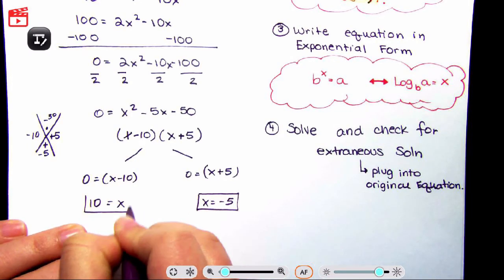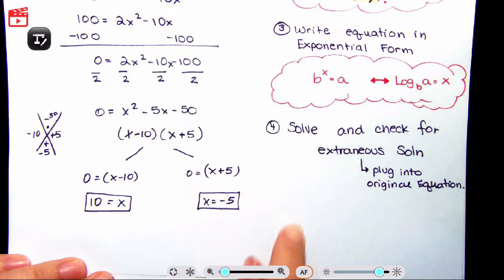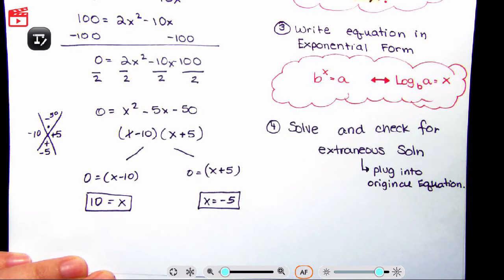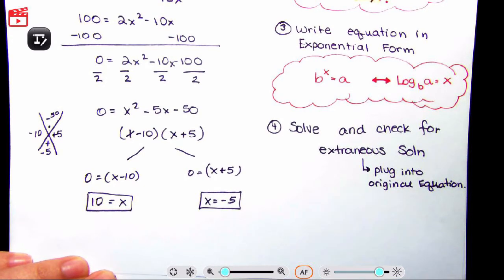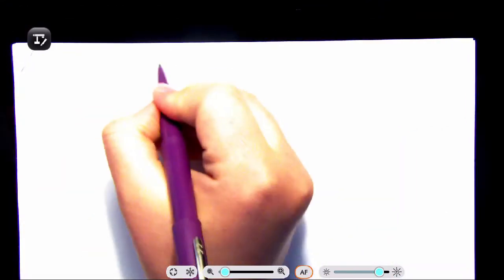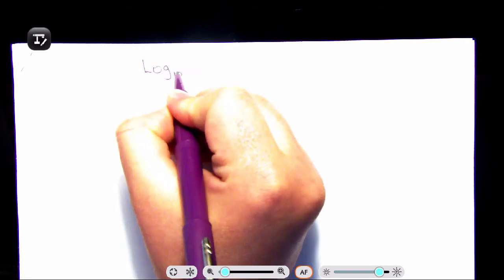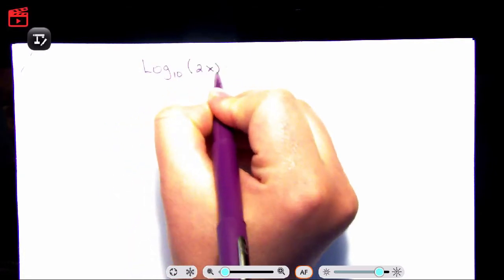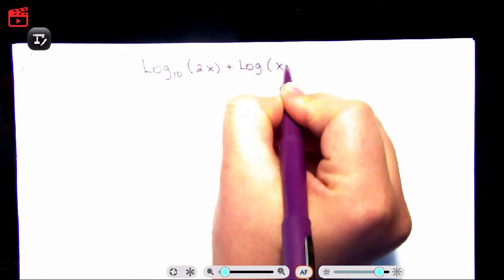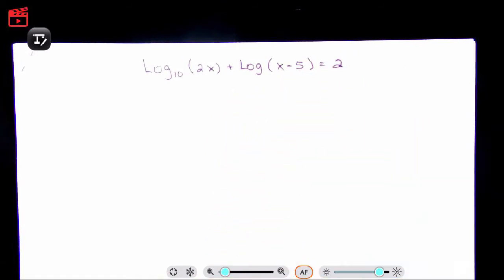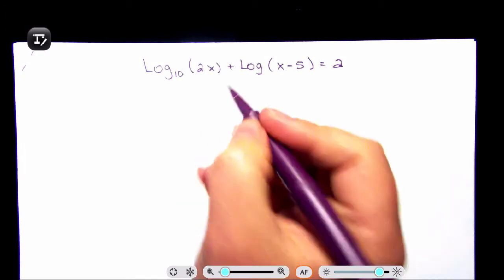Now, there could be one solution, there could be 2 solutions, there could be no solutions. That all depends on if any of our values are extraneous. Again, plug it into the original equation. I'm going to use another sheet of paper as I'm running out of room. I'm going to rewrite my original equation as log, you can put a base 10 if you want, it doesn't matter, 2x plus log x minus 5, and that's equal to 2. What we're checking is if we have any log of a negative number, if we have a log of a 0. We're also making sure that both sides are equal.